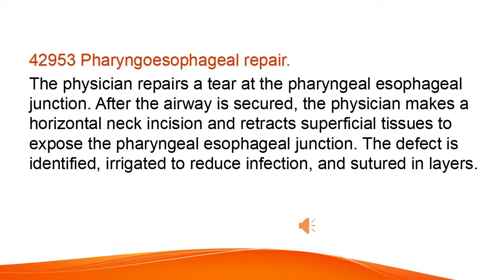Pharyngoesophageal repair. The physician repairs a tear at the pharyngeal esophageal junction. After the airway is secured, the physician makes a horizontal neck incision and retracts superficial tissues to expose the pharyngeal esophageal junction. The defect is identified, irrigated to reduce infection, and sutured in layers.